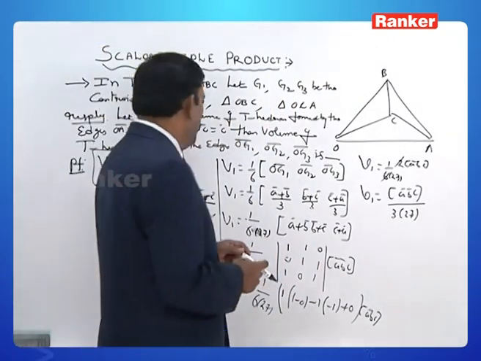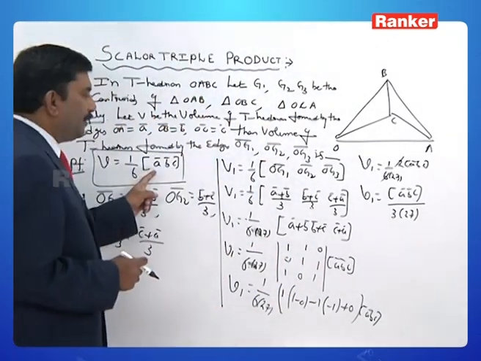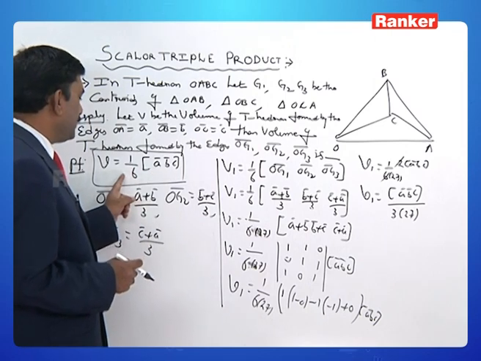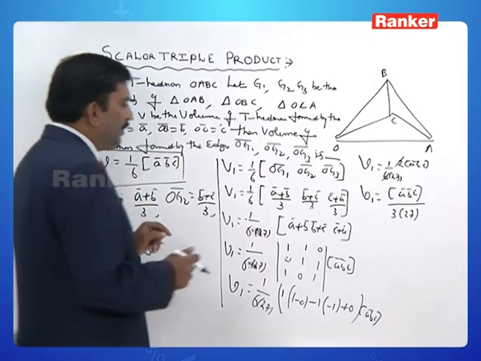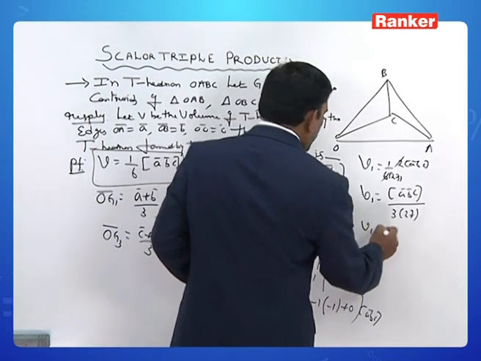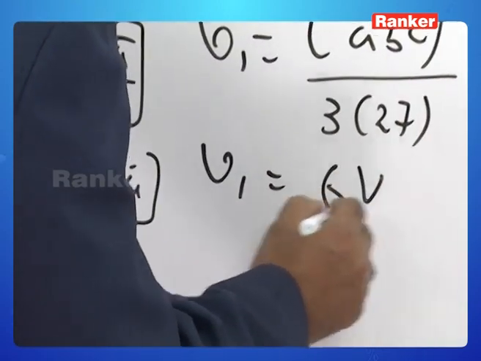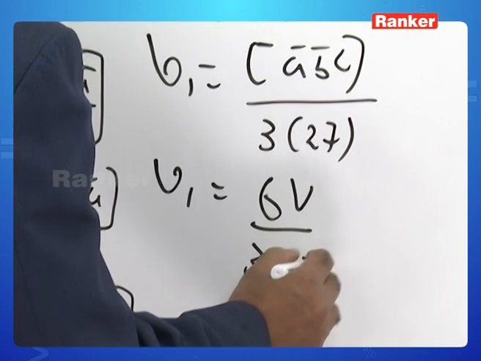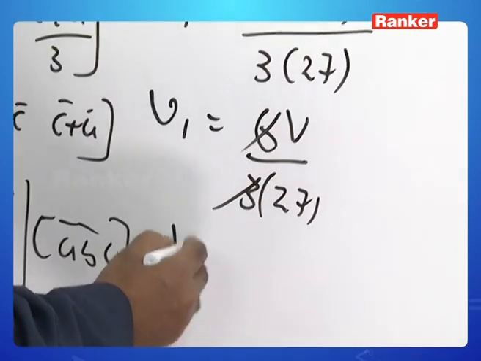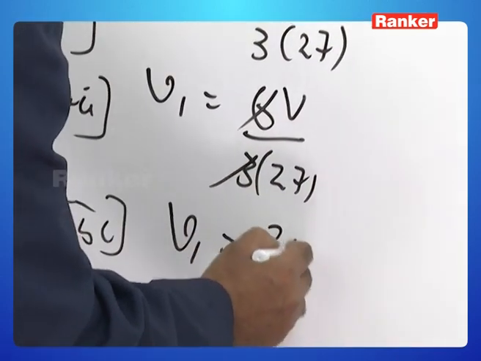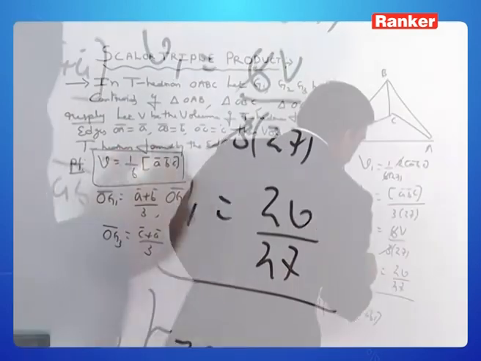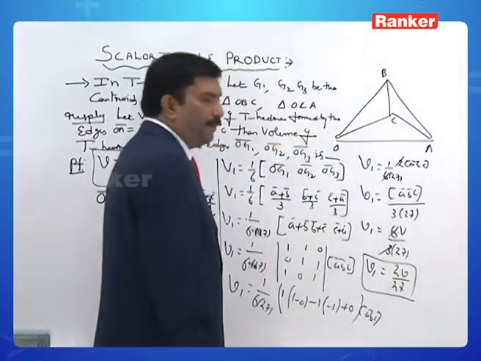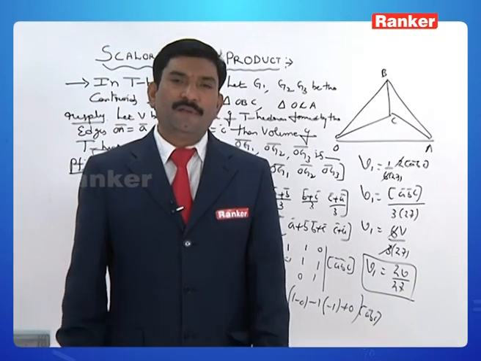Okay, so therefore, now I can write box of ABC is equal to 6V. So V1 is equal to 6 into 6V by 3 into 27. Now this and this get cancelled. Therefore, V1 is equal to 2V by 27. This is the relation between V1 and V.